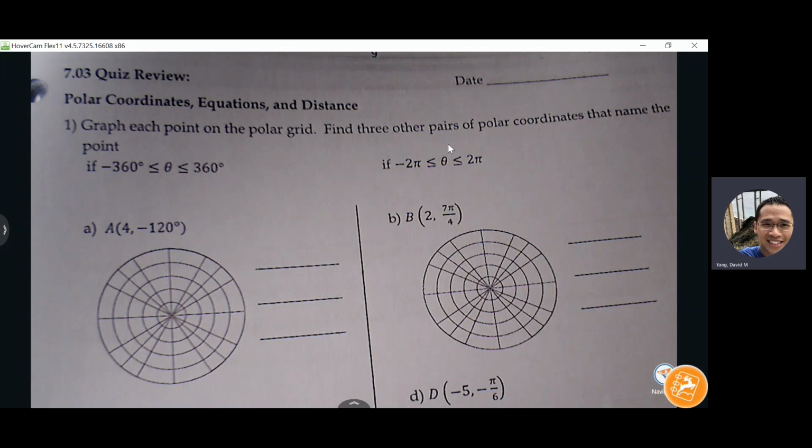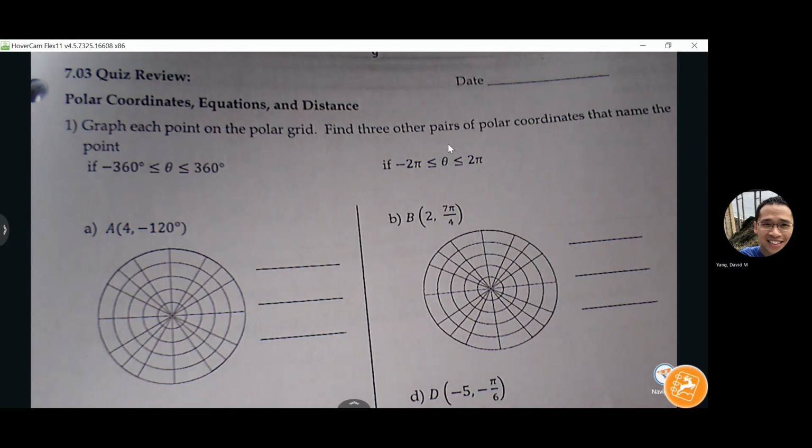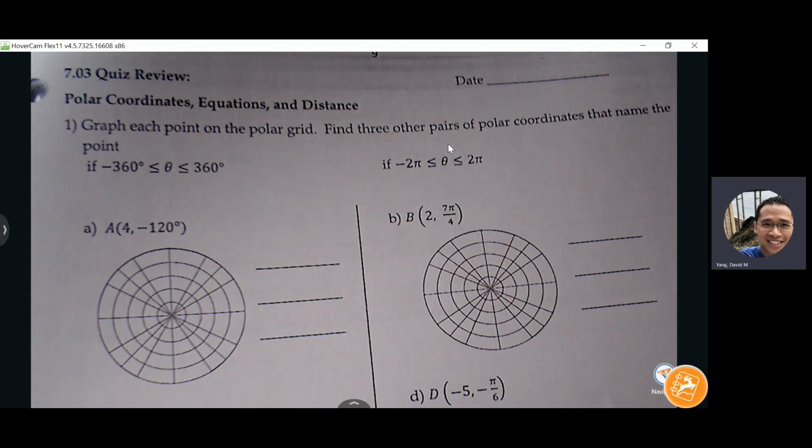Okay. So what I want to do is I want to go through one of each type of problem, and then have you guys finish off the rest of the worksheet. Okay. So page 9, your packet.